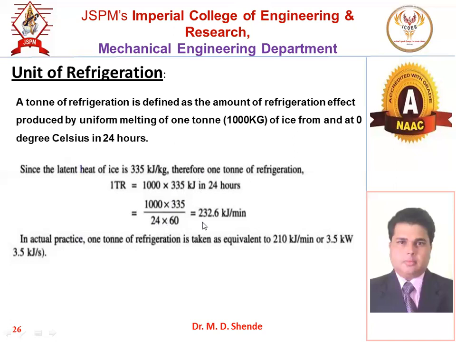So it becomes 232.6 kilojoule per minute. So 1 ton of refrigeration is nothing but 232.6 kilojoule per minute. This much effect is there in terms of kilojoule per minute. If converted into kilowatt, again divided by 60, it is approximately 210 kilojoule per minute, which is equal to 3.5 kilowatt, that is 3.5 kilojoule per second. So we have done a simple calculation.